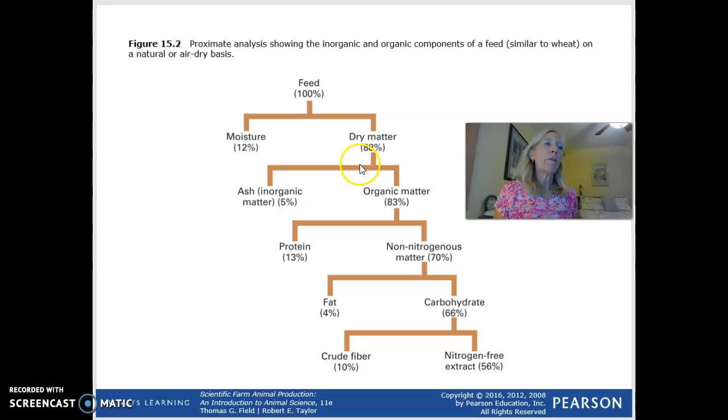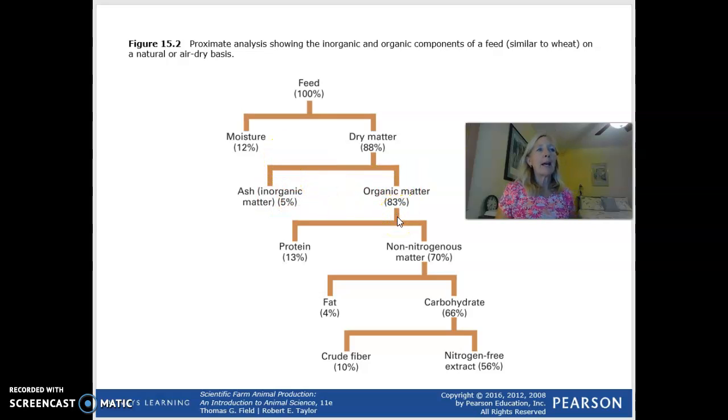And then if you were to take that sample again, so we know that's 5% ash, the residual from that 88% is the organic matter. Now, organic doesn't mean organically grown. It means from the earth. It means natural. So that's what organic means when we're talking about feed ingredients. So it's not antibiotic free. That's not what we're talking about here. We're talking about what's left of the feed that isn't ash or water.